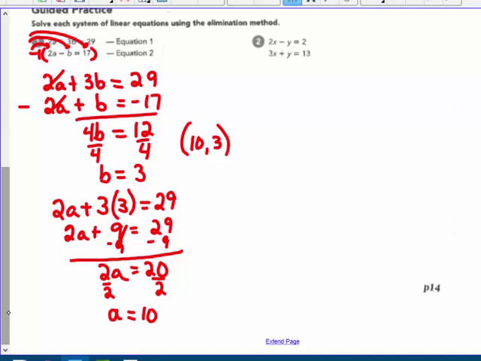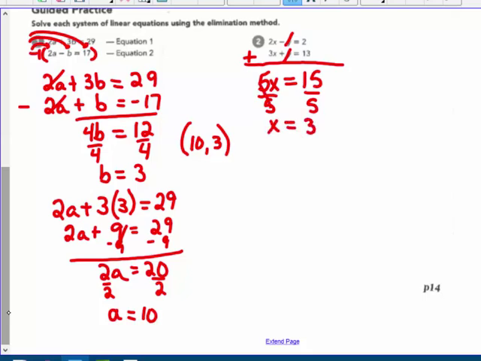Example 2. I don't have to change anything. I'm just going to add these two equations together because I have a negative y in the first equation and a positive y in the second. And if I add those, opposites cancel. Oh, I love it when they already have an opposite one in it. So 2x and 3x gives me 5x equals 15. Oh, easy peasy. Divide by 5 and I get x equals 3.